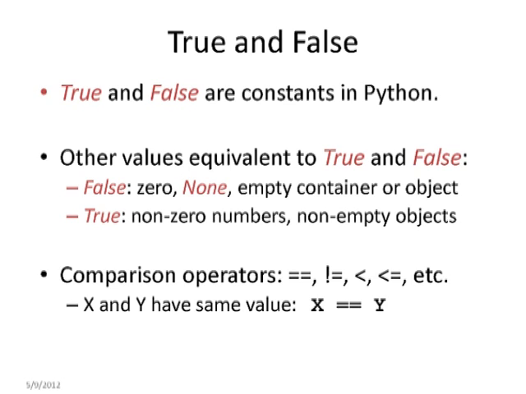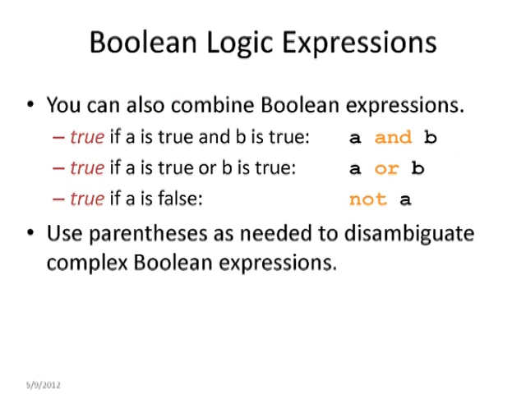Again, we have true and false as the logical expressions. Comparison operators are like C: double equal to, not equal to, and less than or equal to. This is also the same as C, A and B, so both should be true. Either of them should be true in case of OR. And not means if it is true, then false, and vice versa. In case of a complex Boolean expression, you need to write parentheses.